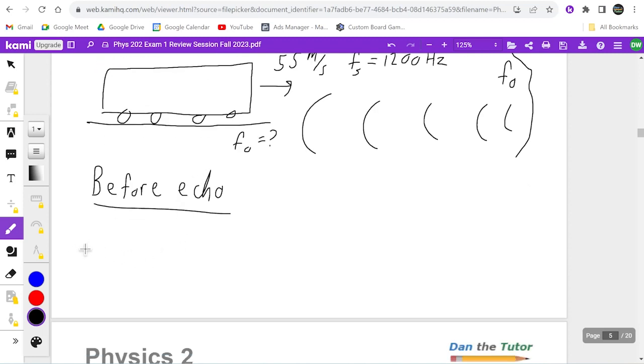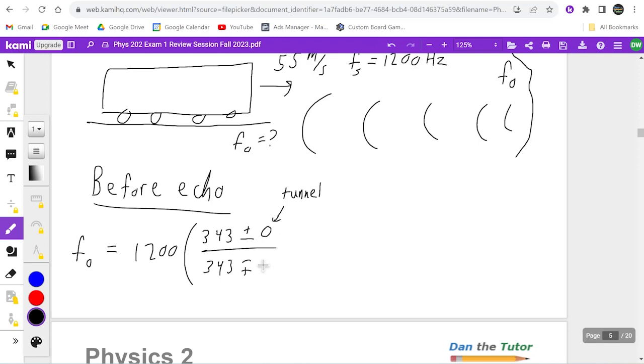But before the echo, I set up the equation. Frequency of the observer, the cave wall, or tunnel, I guess, whatever, is equal to frequency of the source, 1200, times V, which is 343, plus or minus, I'll figure that out later, VO, the observer. Remember, the observer is the cave wall, or the tunnel wall. That is not moving. The wall is not moving. That's 0. And again, that's because it's the tunnel not moving. And then divide it by 343 minus plus the speed of the source, which is 55, and that is obviously the train.